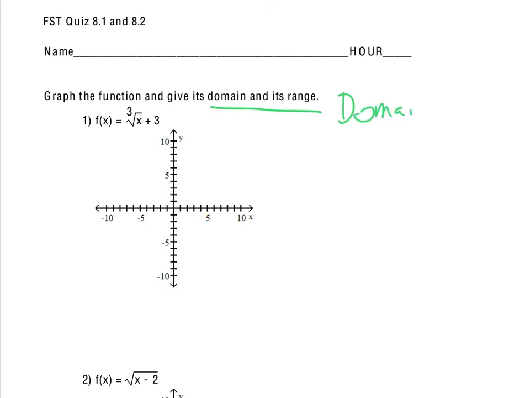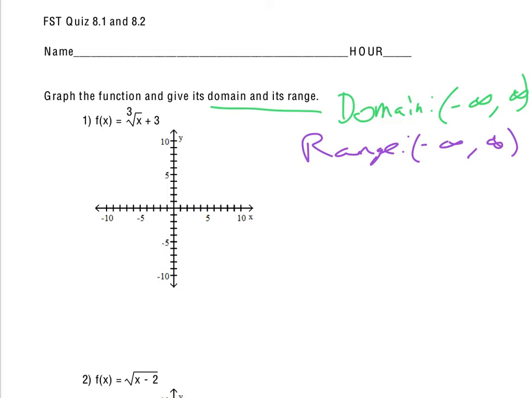The domain for all cube root functions is all real numbers. So in interval notation, we just say that that's from negative infinity to infinity. And the range for cube root functions is the same. It goes from negative infinity to infinity, in other words, all real numbers.